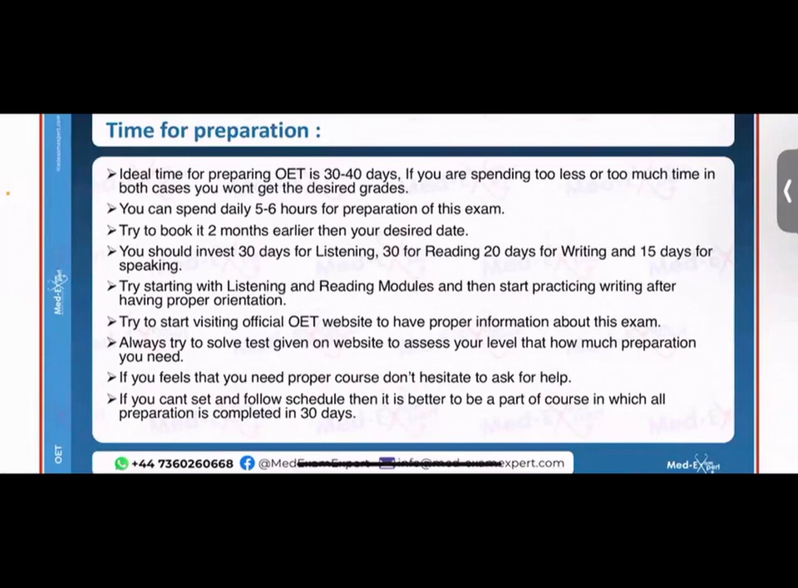The ideal time, I told you, if anybody asks how much time is required for preparation of this exam, your answer would be 1 month or 30 days. So the ideal time for preparation of OET is 30 to 40 days. If you are spending too little or too much time, in both cases you won't get the desired grade. If you are spending just 7 to 8 days, suppose 10 to 11 days, in your preparation, it is not possible for anyone to ace the desired score in this much time.